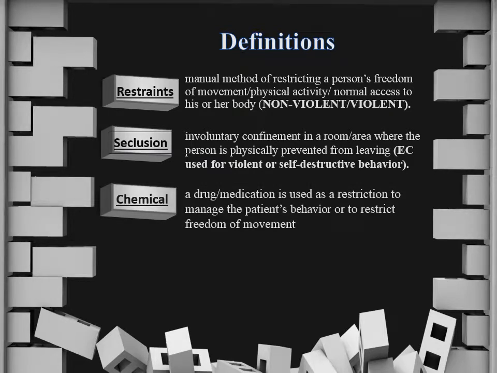You also have the chemical form of restraint, which is a drug or medication used as a restriction to manage the patient's behavior or to restrict freedom of movement. Chemical restraint is any drug that is given that does not help the patient function on a daily basis. So if you're giving Ativan to sedate the patient, this is a form of chemical restraint.